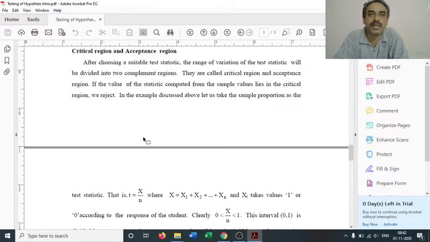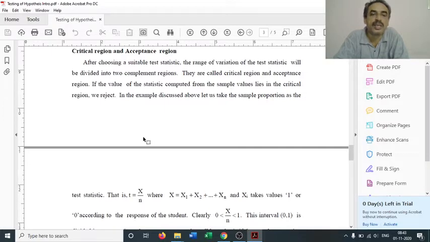Since it's a variable, it has a range of variation. It has a set of limits called lower limit and upper limit. For example, if we propose sample proportion as a test statistic, its variability is between 0 and 1. If we propose sample mean as a test statistic, its general range of variation will be minus infinity to plus infinity. If we propose sample variance as a test statistic, definitely its range is always greater than 0. Therefore, there is a range of variation associated with each test statistic.